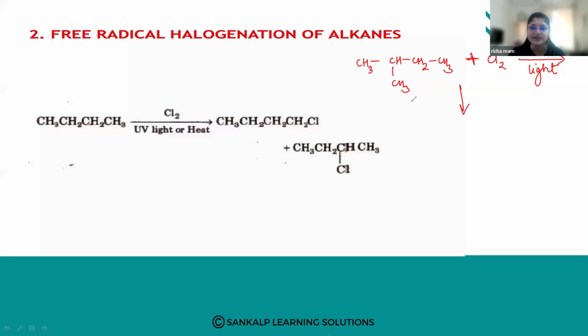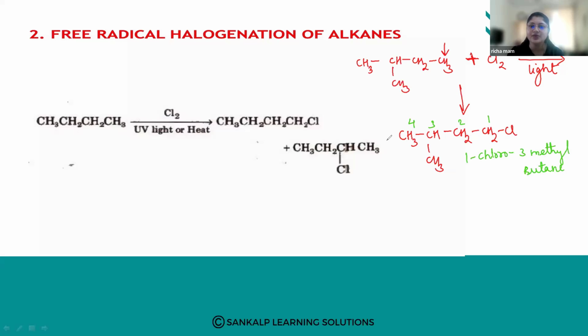The first possibility is that it can attack this carbon. What will be the product? CH3, CH, CH3, CH2, CH2 and Cl. This is the first product. If I name this, numbering 1, 2, 3, 4, what will be the name? 1-chloro-3-methylbutane. So this is the first possibility.